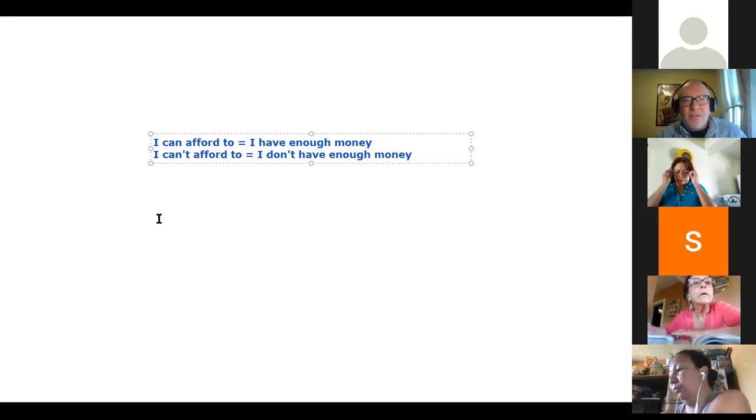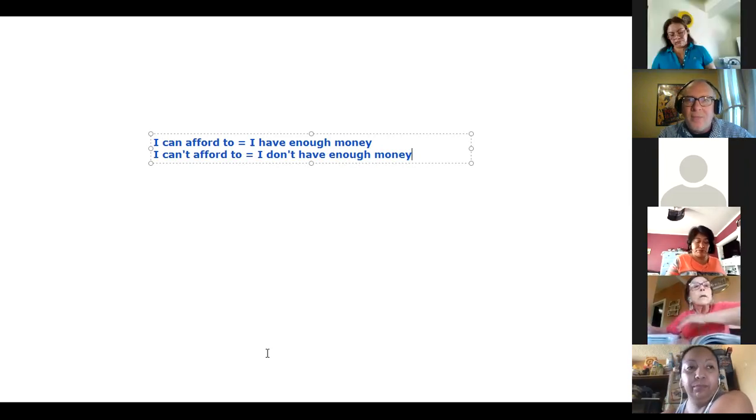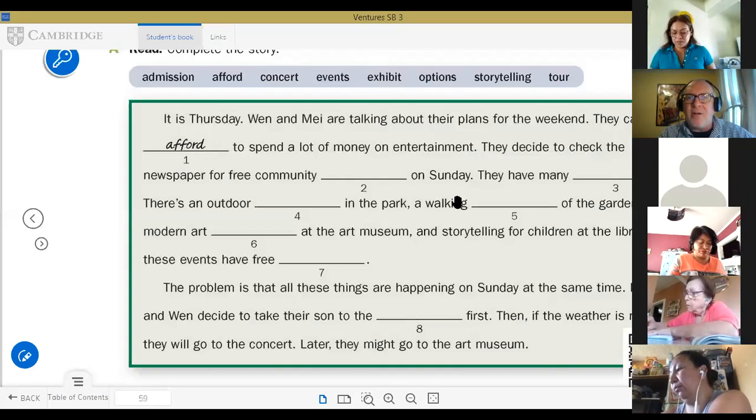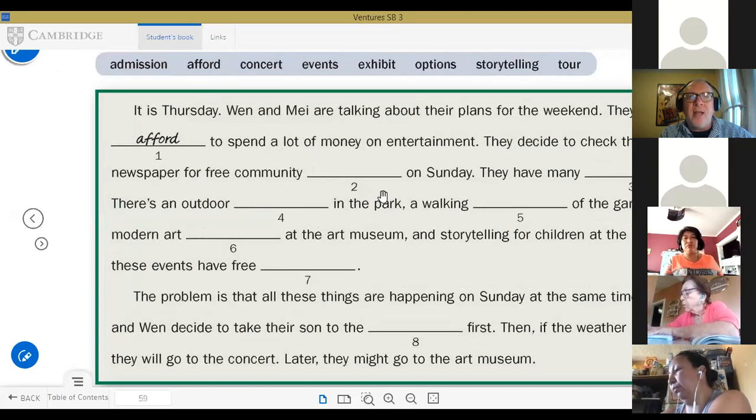Okay? All right, so let's go back to the other vocabulary words here. So the first vocabulary word was afford. They can't afford to spend a lot of money on entertainment. So they decide to check the newspaper for free community what?